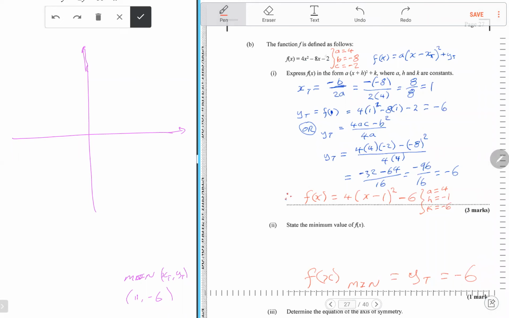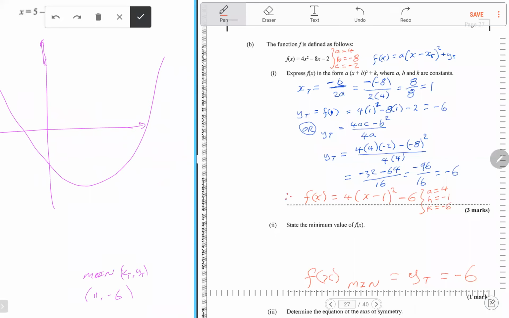It crosses the y-axis at the c value here, the -2. So it turns down here and crosses the y-axis at -2 somewhere down there. All you have to do is make a sketch that does that. And so it will go like this. That will be the sketch. This point would be 1, -6, and right here would be the y-axis intercept of -2.